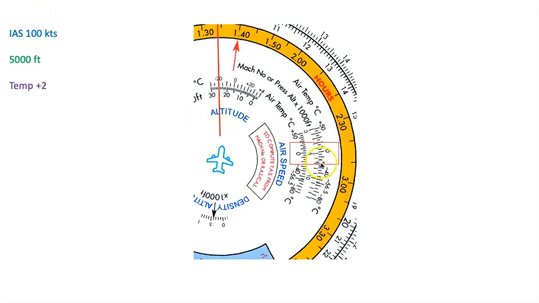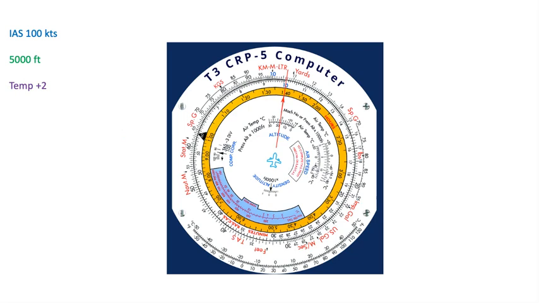What we're going to do is line up the temperature, which we've said is +2, with the altitude, which is 5,000 feet. So there I've got +2 and 5,000 feet aligned with each other. I'm then going to identify where 100 knots indicated is on the scale. The way I do it, just because it's fairly fail-safe, is the arrow is often the starting point on lots of these calculations.